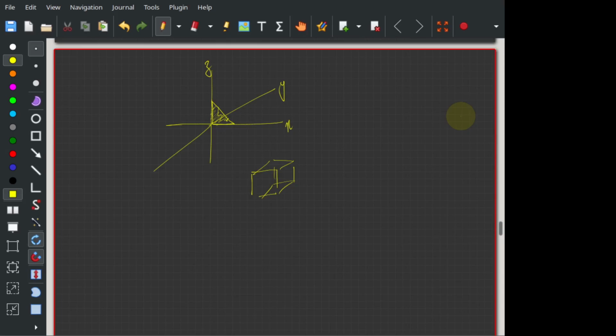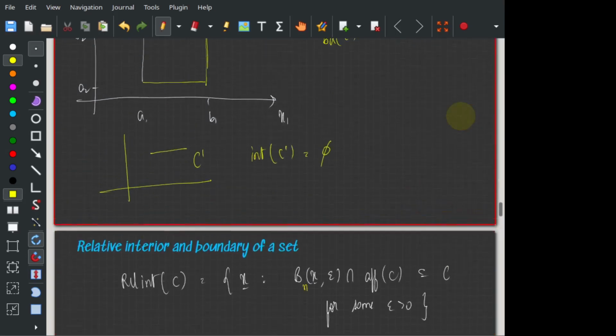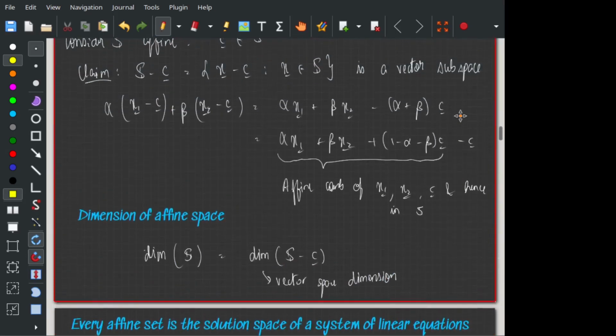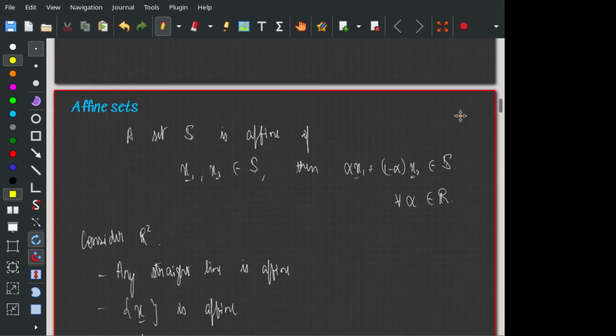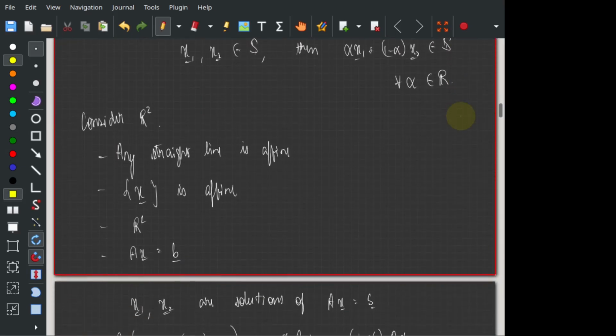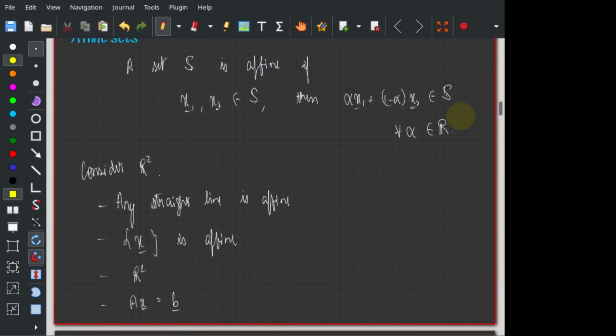So this is not an open set. But when you go down to a smaller dimension, you can think of the relative interior as an open set within that particular affine hull. Correct. So recall that an affine set was one which contains straight lines, right?